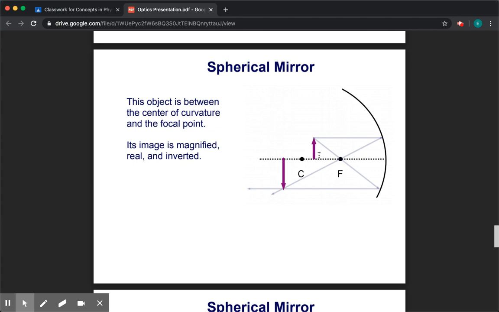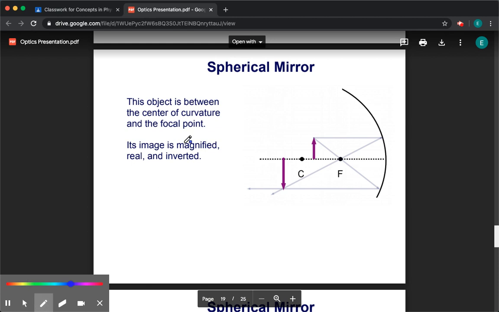So if you were to place an object between the center and the focal point in front of this mirror, you're going to get a new image that's going to make it look upside down. And it's going to be larger. Magnified means larger, okay? So these are the terms you're going to see a lot. You're going to see virtual or real, you're going to see magnified or demagnified, and you're going to see inverted or not inverted, okay? If it's inverted, it just means it's upside down. So this is the first one, okay? If you're standing in the middle of the center point and the focal point, you get a new image that is larger, it's real, and it's upside down.